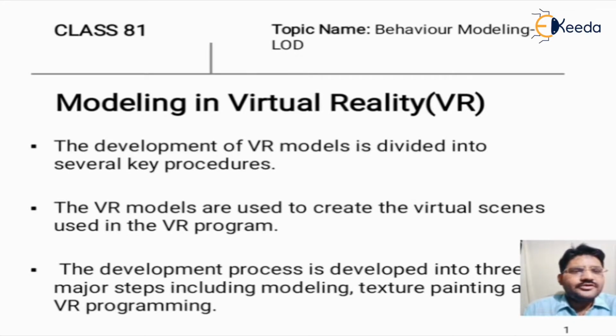As we know, virtual reality models are classified based on different key procedures, and virtual reality models are used to create virtual scenes or images based on different virtual reality programs. The development process is divided into three major steps, which include modeling, texture painting, and virtual reality programming.